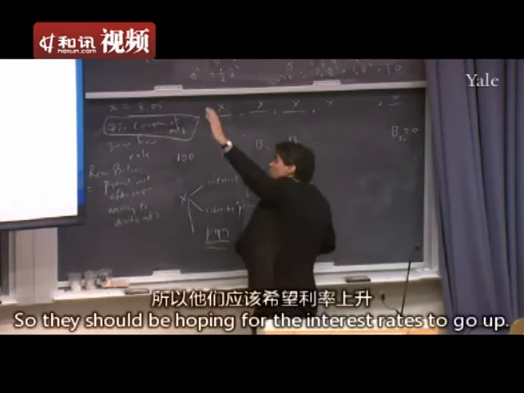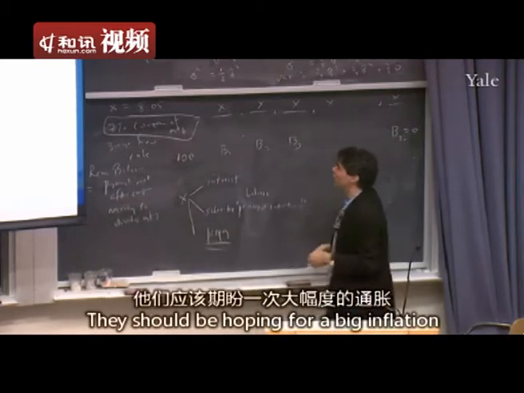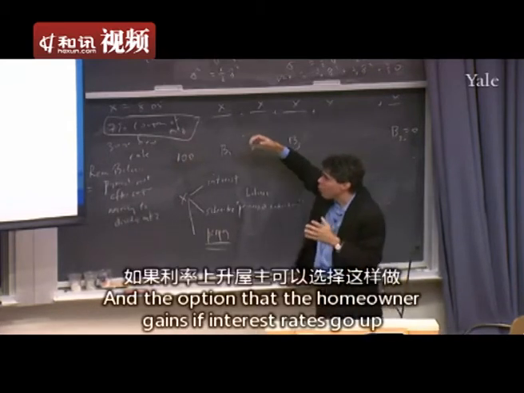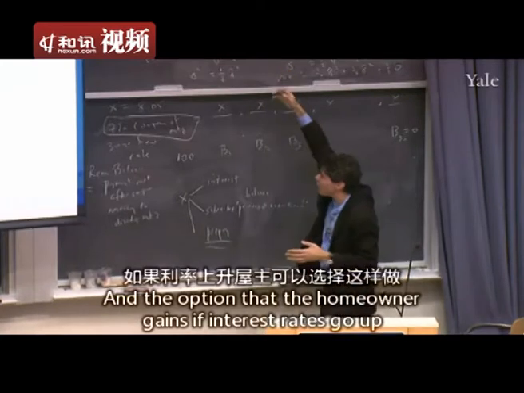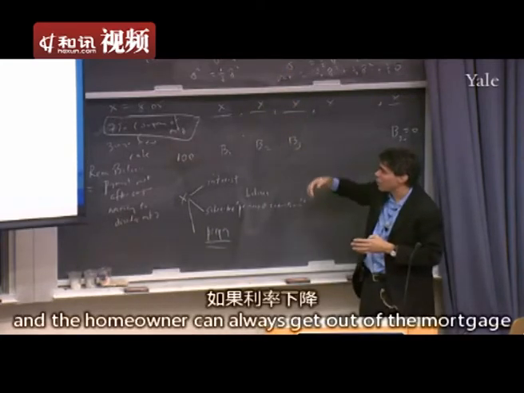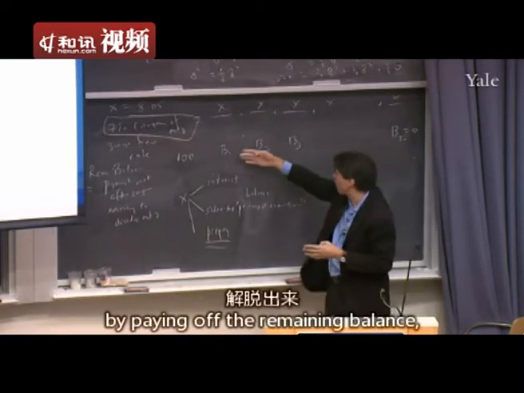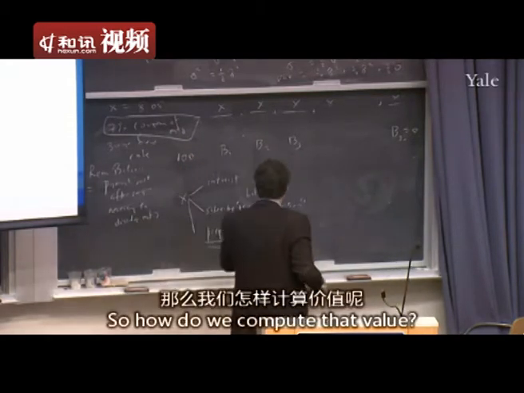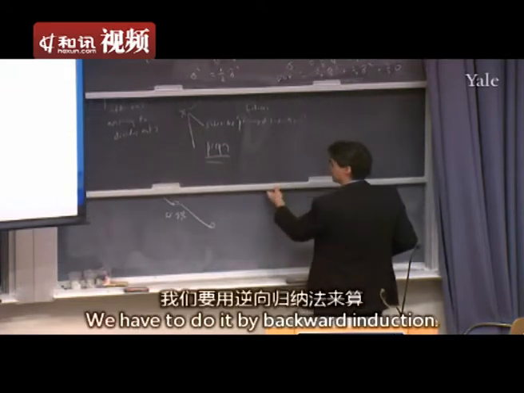So they should be hoping for the interest rates to go up. They should be hoping for a big inflation. Okay, and that's when they're going to make money. So that, and the option that the homeowner gains if interest rates go up, and the homeowner can always get out of the mortgage and pay it off if interest rates go down by paying off the remaining balance, that's tremendously valuable. Okay, so how do we compute that value?